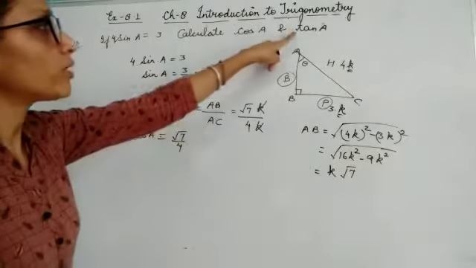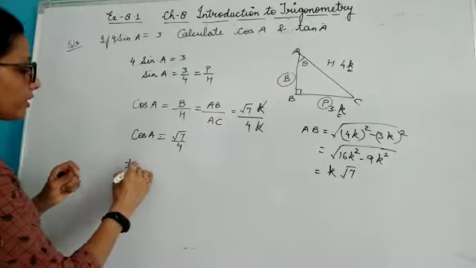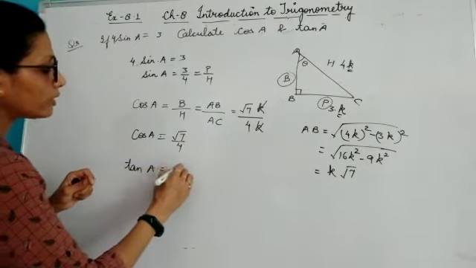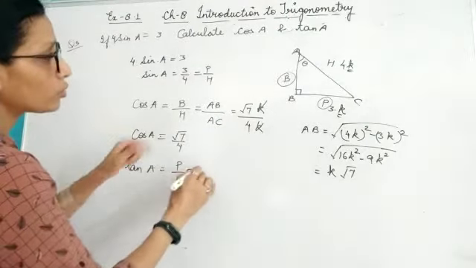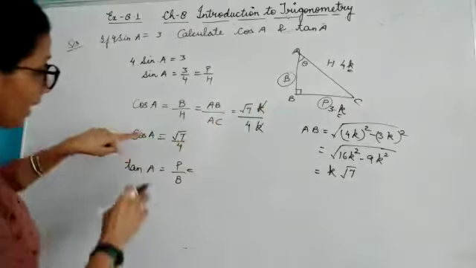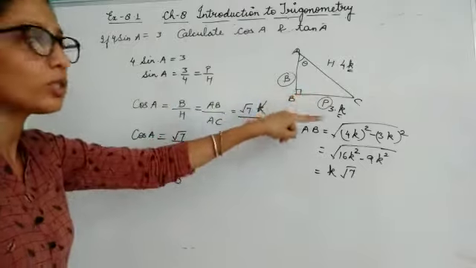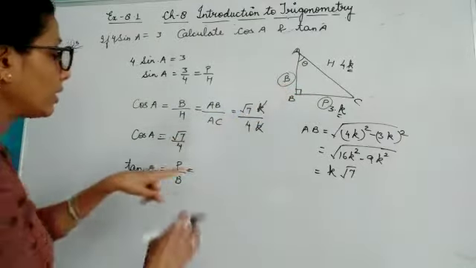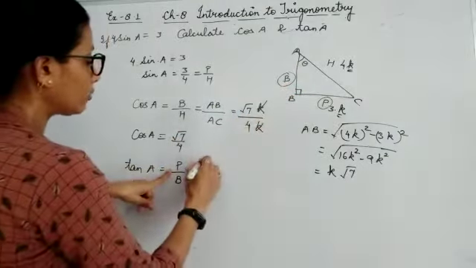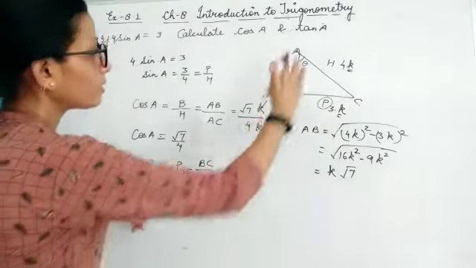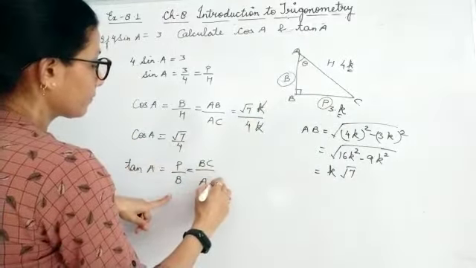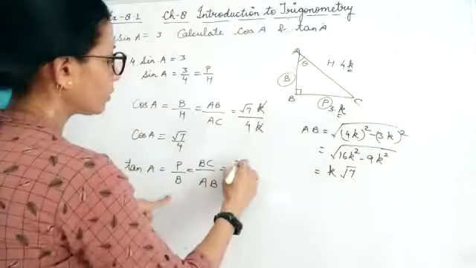Similarly, you can find out the value of tan A. When it is asked tan A, you know that it is perpendicular upon base. So what is your perpendicular? Since the angle is same, A and A, I need not change the positions of perpendicular and base. What is your perpendicular? Here it is BC. And what is your base? Base is your AB.